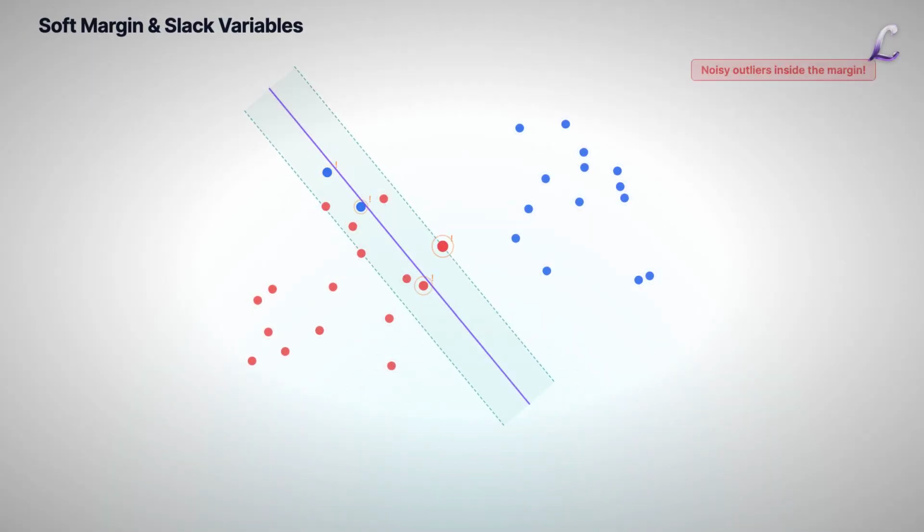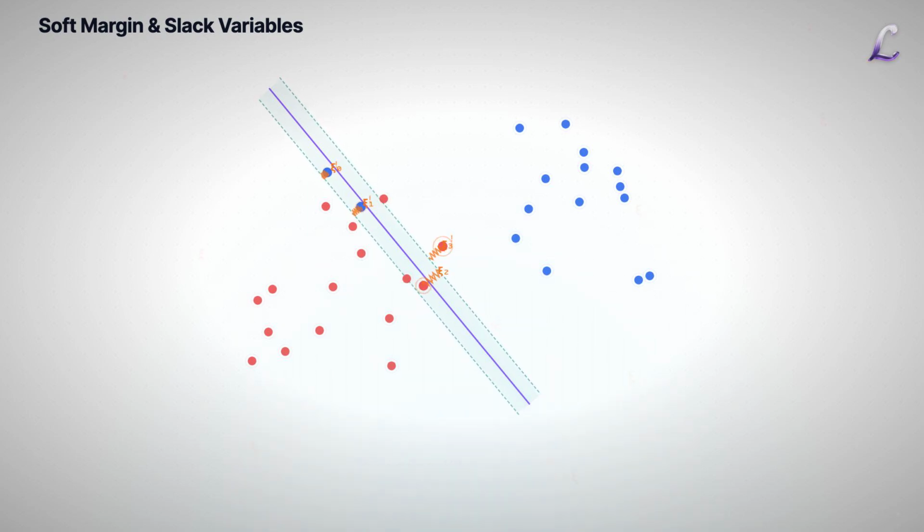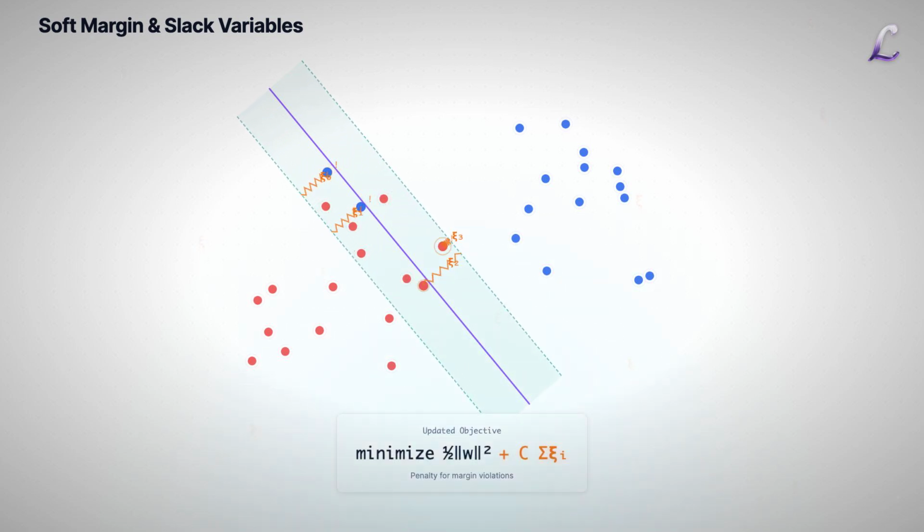If we force a perfect separation in high dimensions, we fit to outliers and ruin the model. We need to relax. We introduce slack variables, Greek letter xi, which allow points to violate the margin. We update our goal. Minimize the norm of W plus a penalty C times the sum of these violations.